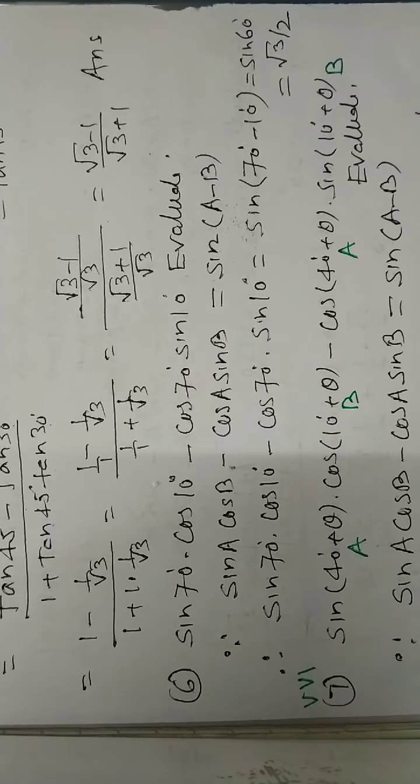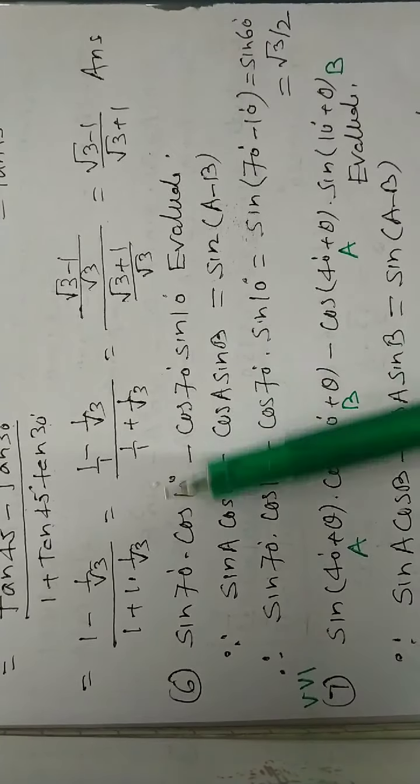Next, question 6. Sin A into cos B minus cos A into sin B. There is a formula: sin A into cos B minus cos A into sin B is sin(A minus B). So sin 60 gives root 3 by 2 as the answer.